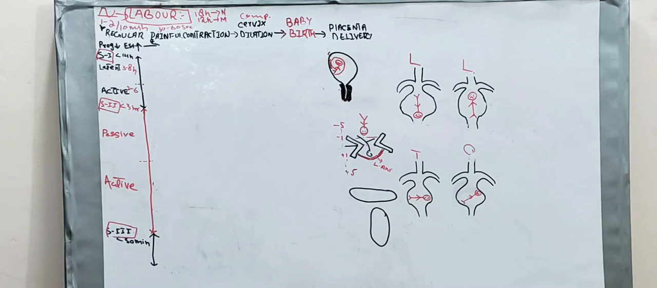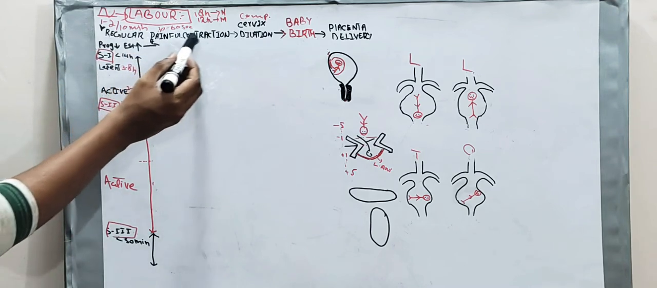What is labor? Labor is the physiological process that occurs in pregnant women between 37 to 42 weeks that leads to the birth of the baby and the delivery of the placenta and the membrane. So labor begins with regular painful contractions.